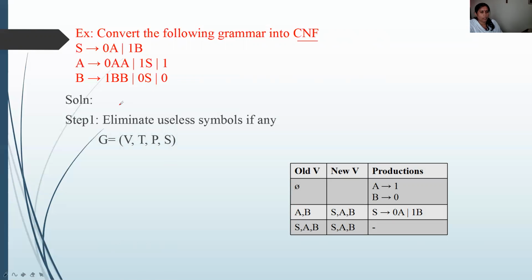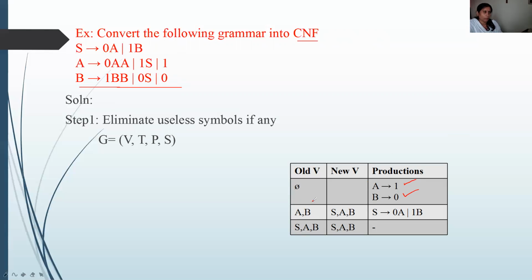So how do we start with the given grammar? Here is the given grammar. First we have to check for the generating, that is a variable producing a terminal. I have written it in the form of a table: old variable, new variable, and production. In this grammar, you check which variables are generating. Generating means a variable should produce a terminal. A is producing 1, so we have written A produces 1. Next, B is producing 0, so we have written B produces 0. So S, A, B are the variables. Among these, A and B are generating, that is, a variable is producing a terminal. Then we got the variables A and B, and we have written A and B here.